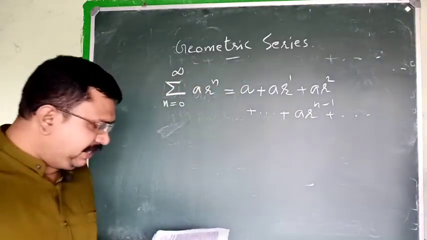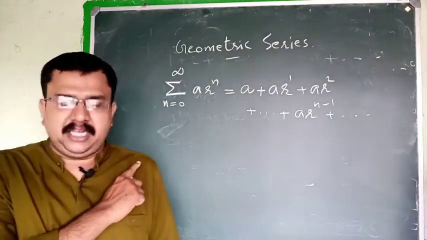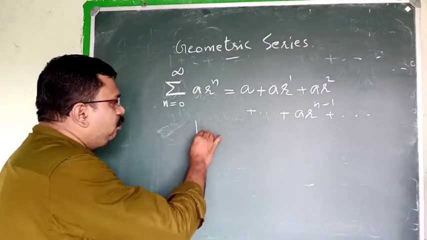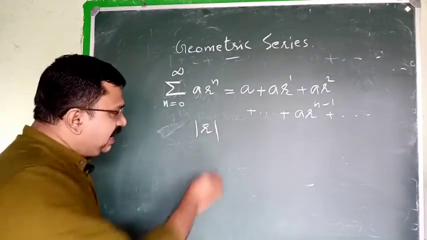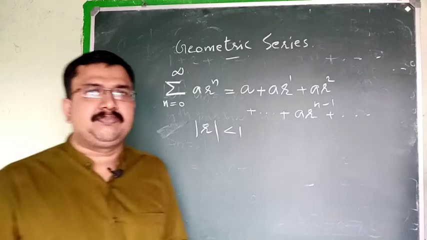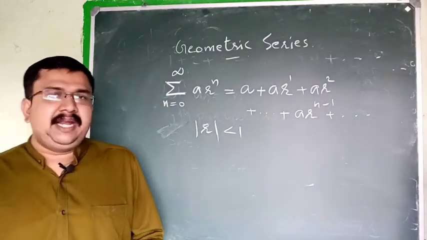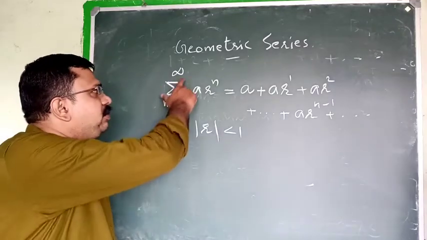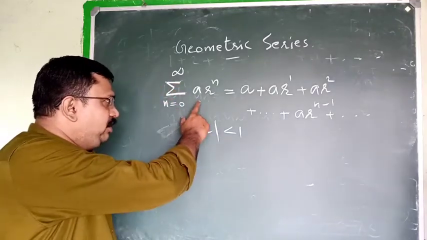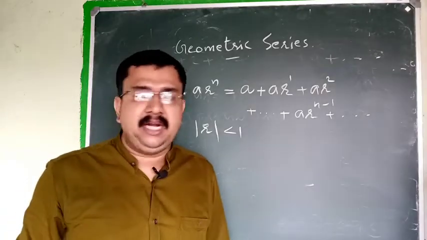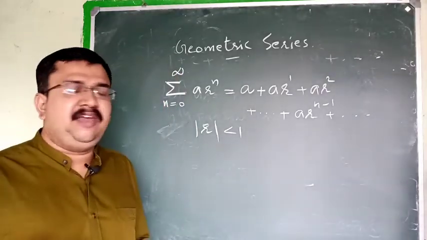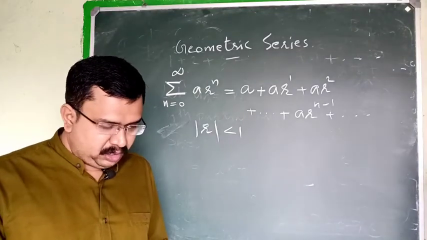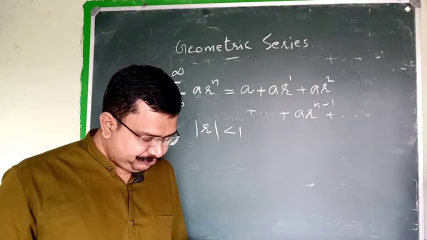Remember that this geometric series converges if modulus of r is less than 1. Another important result: sigma n equal to 0 to infinity a into r raised to n converges if modulus of r is less than 1. Okay, modulus of r is less than 1.